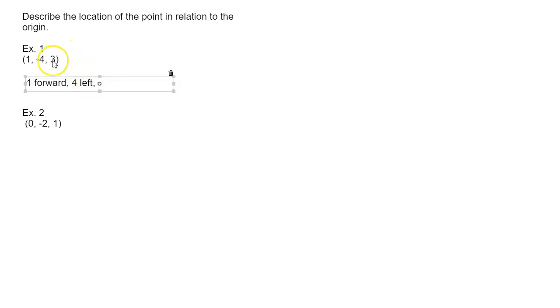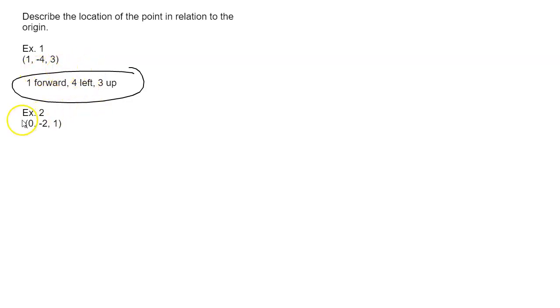And then the 3 is in the z spot. That tells us if we're positive to go 3 up. So that's the answer to this question. 1 forward, 4 left, 3 up. We're just trying to make sure we know what directions we should go if we were going to graph this point.